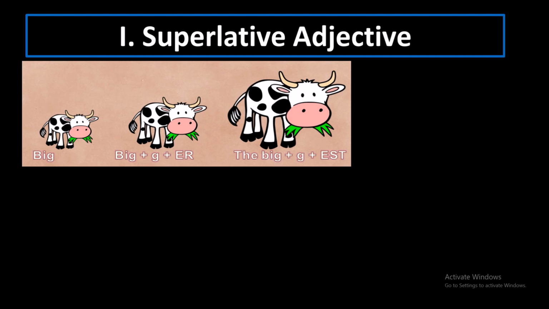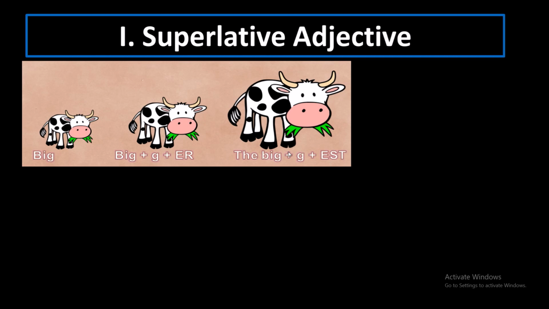Let's go back from adjective to comparative and superlative. The first one is big. If you compare it to another one, this one is big, but another one is bigger. Bigger is comparative, and the last one is the biggest, which is superlative. So big is the adjective, bigger is comparative, and the biggest is superlative.